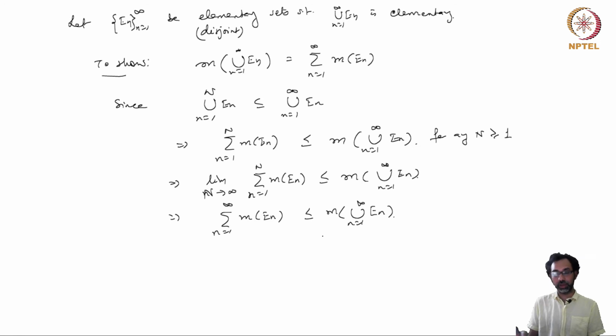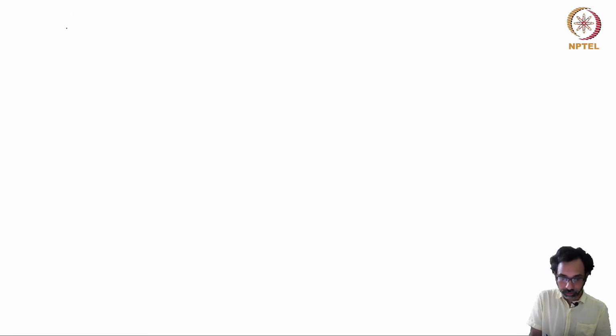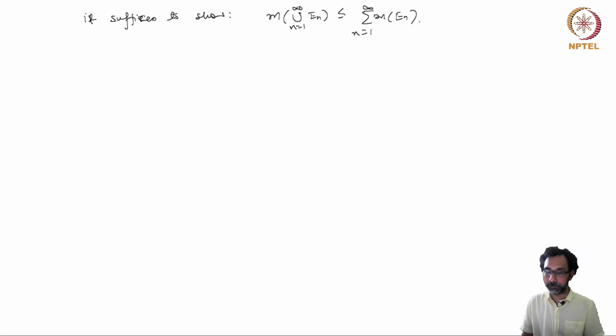The other inequality, if M was an outer measure, we would then conclude that the equality holds, but we do not have countable subadditivity, so we have to improvise. So we have to give another argument. It suffices to show that M of the union is less than or equal to the infinite sum of M(En). So to do this, we proceed as follows.